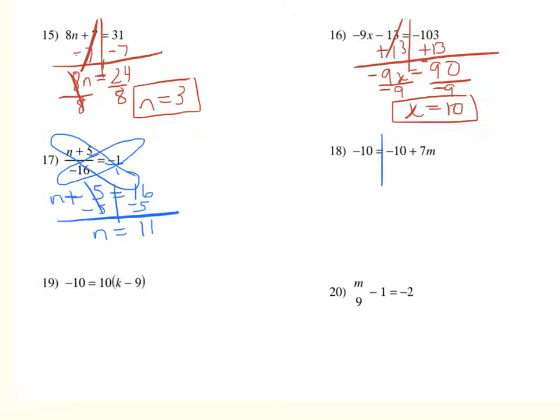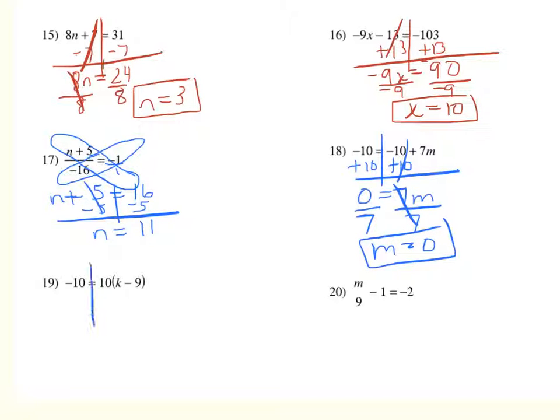Number 18, I'm going to add 10 to both sides. As soon as I add 10 over here, this cancels to 0, leaving me a 7m. And negative 10 and positive 10 is also 0. When I divide both sides by 7, I get m is equal to 0.